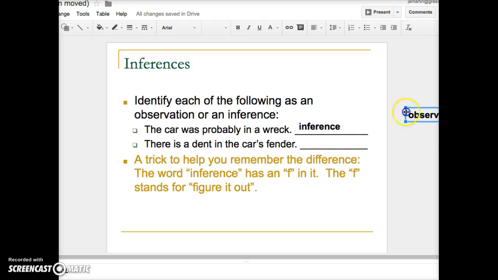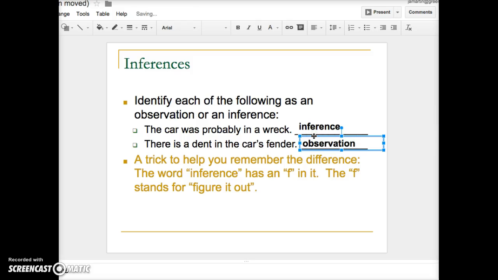That's right, that's an observation. That is something that we can observe on the car. And that would be what type of observation? Qualitative, that's right. There's not any numbers in that statement. Now, if I said there are 2 dents in the car's fender, that would make that observation quantitative because there was a number 2 involved.